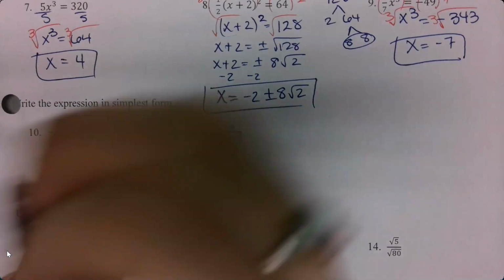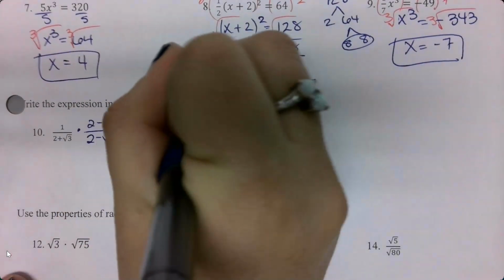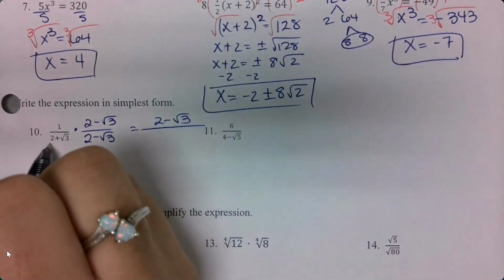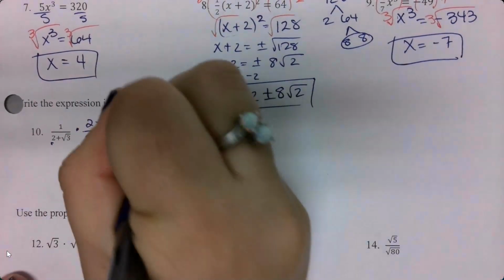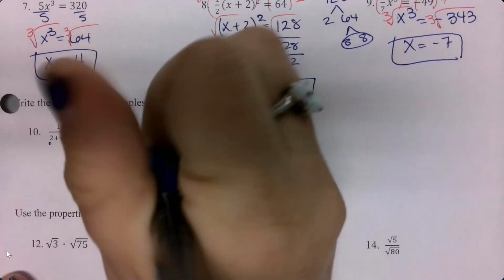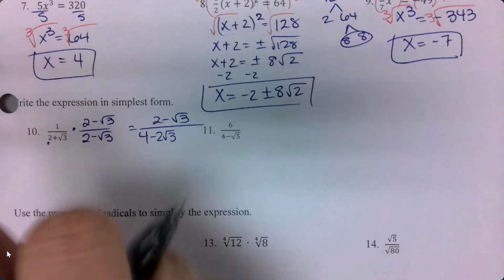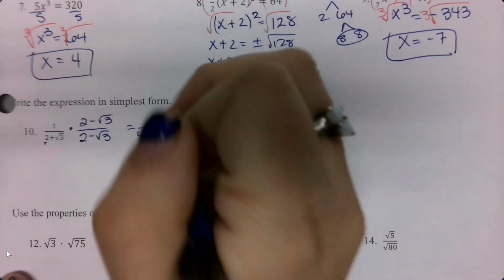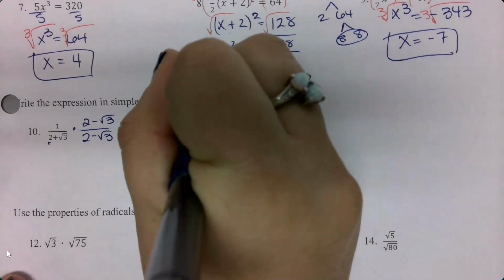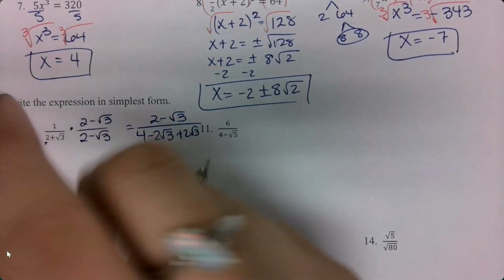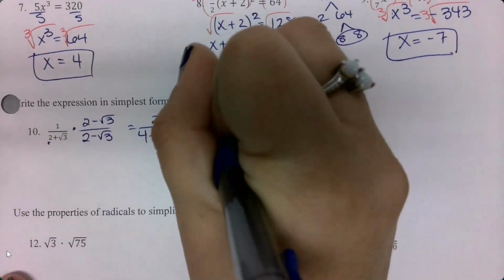Multiplying across on my numerator here is just going to give me 2 minus the square root of 3. On my denominator, I have 2 times 2, which gives me 4. 2 times the negative square root of 3 gives me negative 2 square root of 3. Square root of 3 times 2 gives me 2 square root of 3. And square root of 3 times negative square root of 3 gets me negative square root of 9.